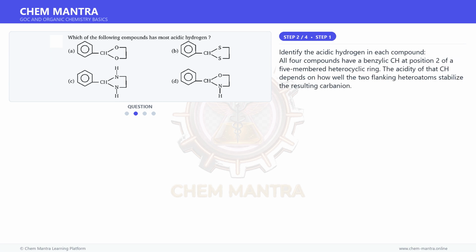Moving on to the next step. Identify the acidic hydrogen in each compound. All four compounds have a benzylic C-H at position 2 of a 5-membered heterocyclic ring. The acidity of that C-H depends on how well the two flanking heteroatoms stabilize the resulting carbanion.